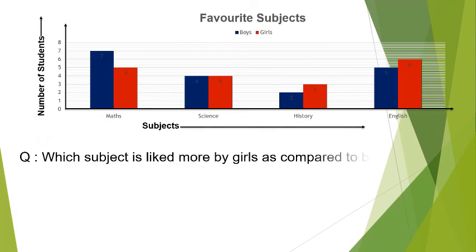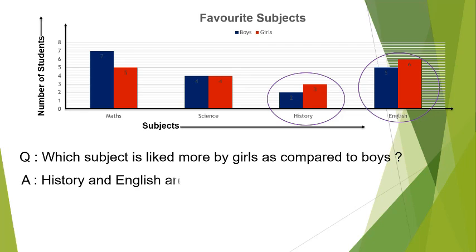Now comes the next question. Which subject is liked more by girls as compared to boys? We can see from the bar graph that for history and English, red color bar is longer than blue color bar and red color bar represent girls. So history and English are the subjects which are liked more by girls in comparison to boys.